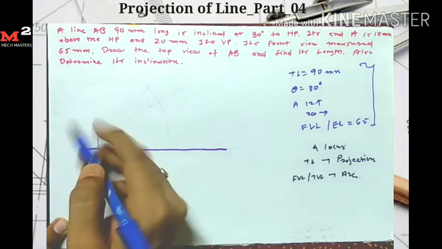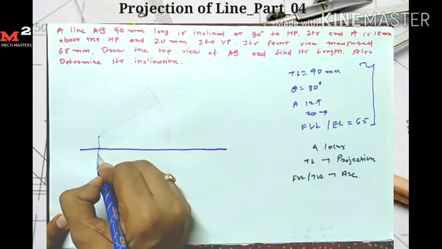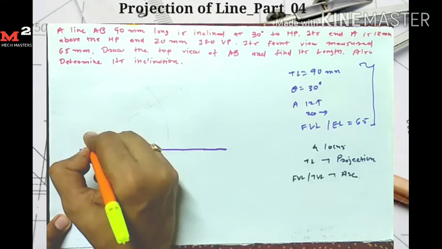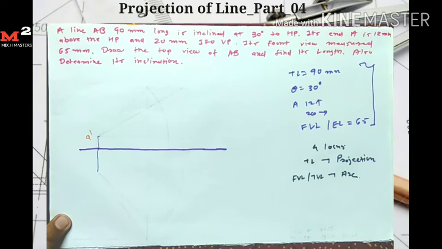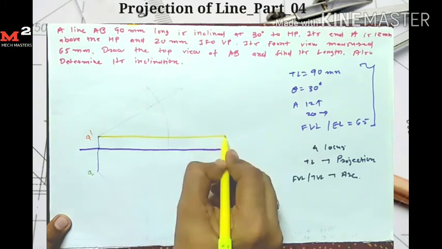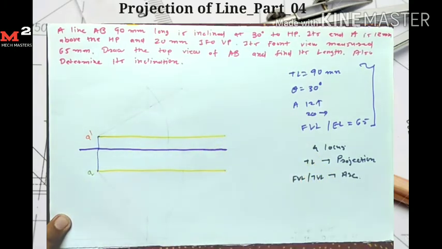Now here I measure 12 mm and 20 mm in front of the reference line, so at here 20 mm, so I get my A dash point at here and A point at here. Okay, so first I draw the locus for A dash. This line is the locus for A dash and this line is the locus for A. Okay, so I get 2 loci.